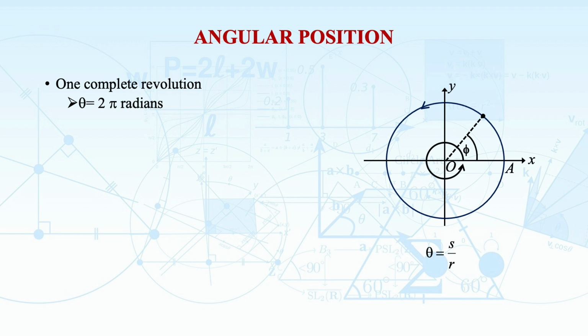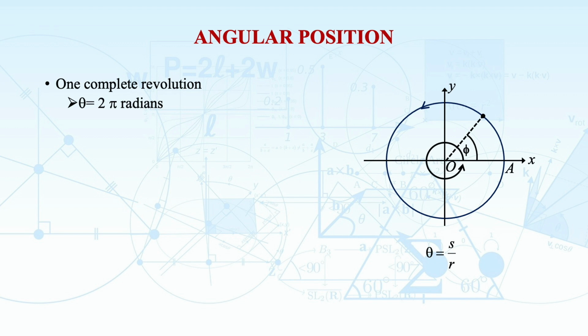Also, if you want, you can connect radians to degrees. How? You know that one full revolution is equal to 2 pi radians. You also know that one full revolution is equal to 360 degrees. Using this connection between radians and degrees, you can convert from a radian to a degree and vice versa. So 1 radian is equal to 360 by 2 pi degrees, and from this you can convert from degrees to radians as well.